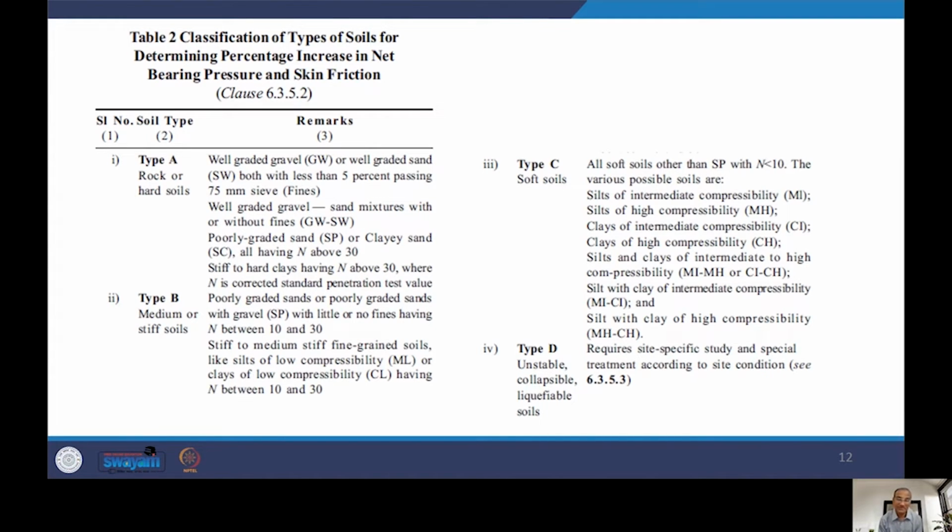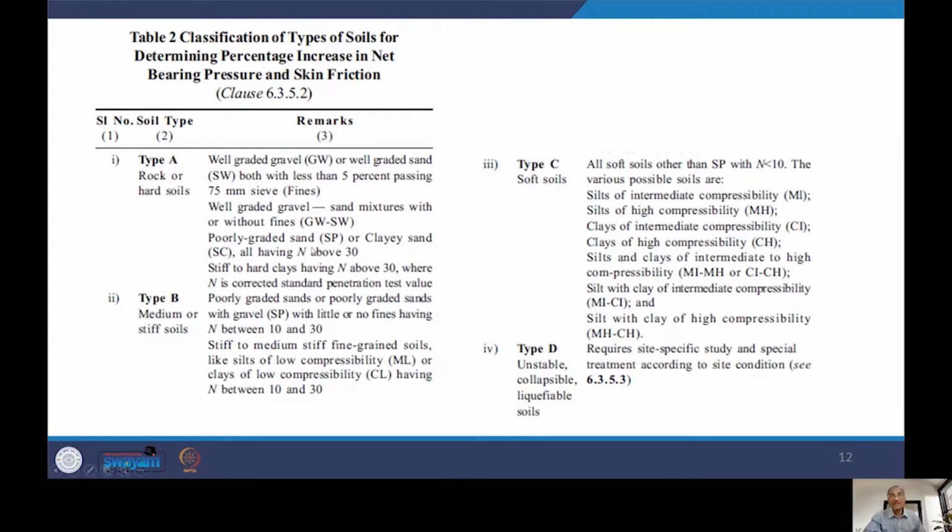Let's talk about D first. D is for unstable, collapsible, liquefiable soil. So for Type D, it requires a site study and special treatment according to site condition. So special treatment will be required for Type D, and that is beyond the scope of the code which has been given. But let's see how Type A, Type B, and Type C are defined first of all.